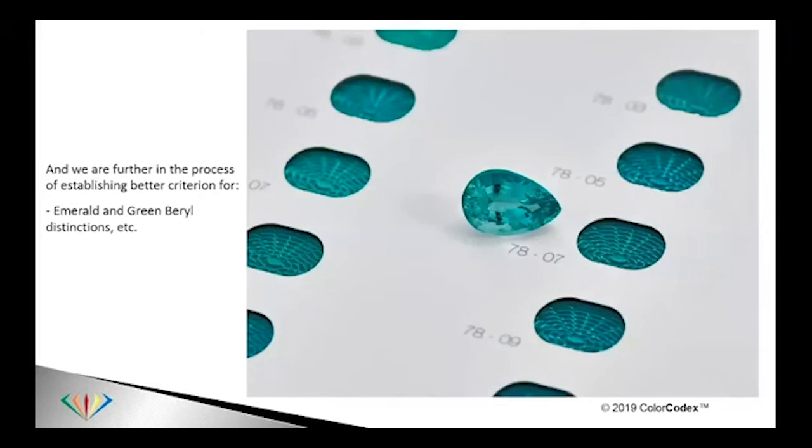We're also looking at other varieties. An obvious example is emerald and green beryl, but there are a number of them across our industry that we're looking at. And slowly but surely, we're looking at trying to set up some boundaries as recommendations for the trade.